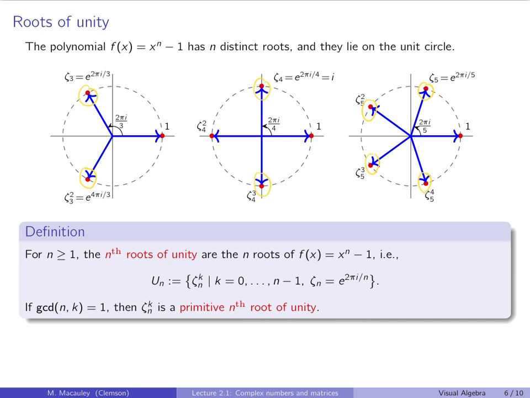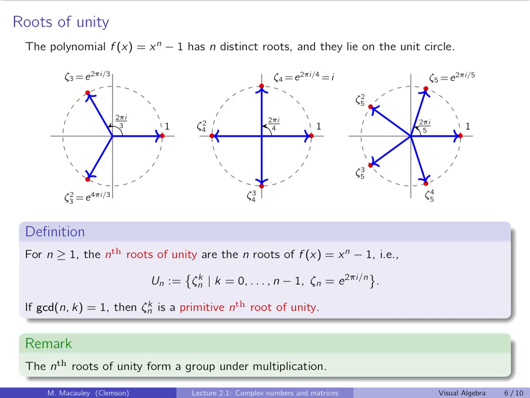You only need 1. A quick remark, this is important, the nth roots of unity form a group under multiplication. So these three numbers, the actual complex numbers, form a cyclic group of order 3. These 4 numbers form a cyclic group of order 4, and these 5 form a cyclic group of order 5. I think you see the pattern.